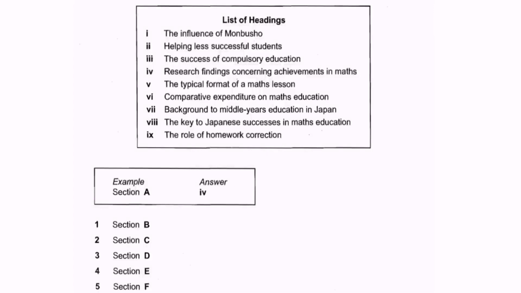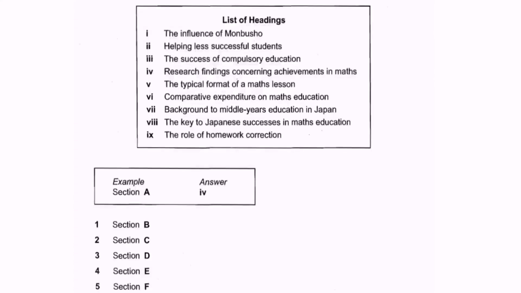The key Japanese success and maths education are the keywords. So we have to find a single way how Japanese got success in maths education. Heading number 9, the role of homework correction. The role and correction are the keywords.